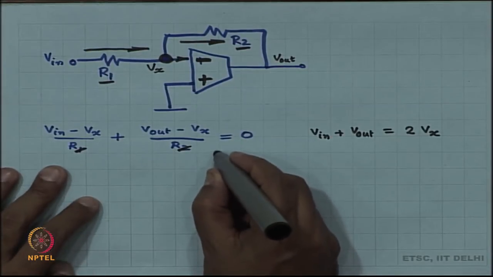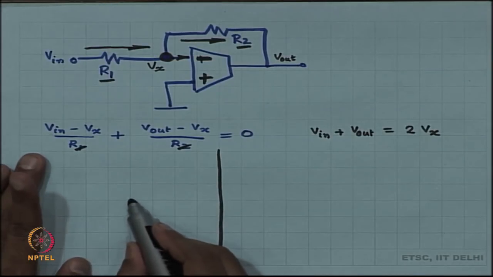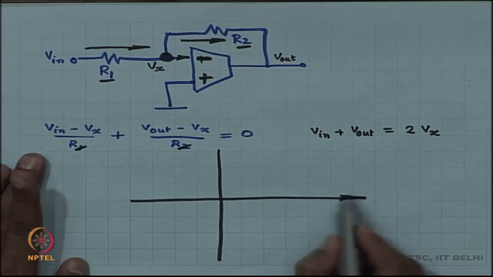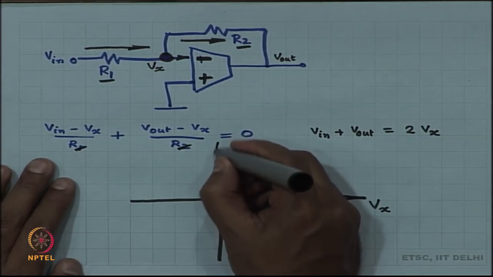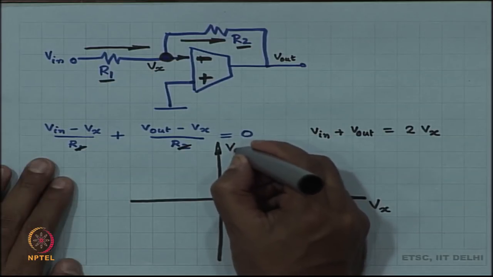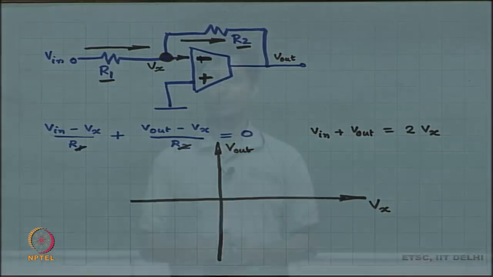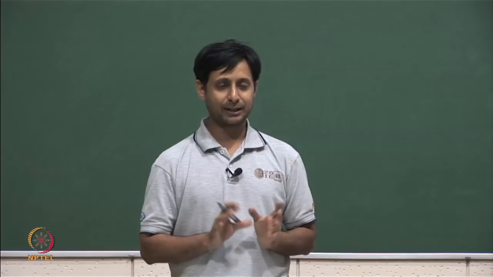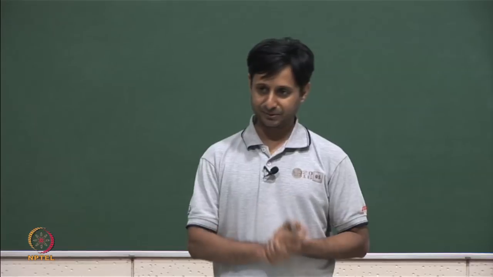Let us make a graph with x axis as V x and y axis as V out. Okay. So, note clearly the choice of axis. The choice of axis is the input terminal to the device and the output terminal of the device, where my device is the op amp or the OTA, whatever it is.